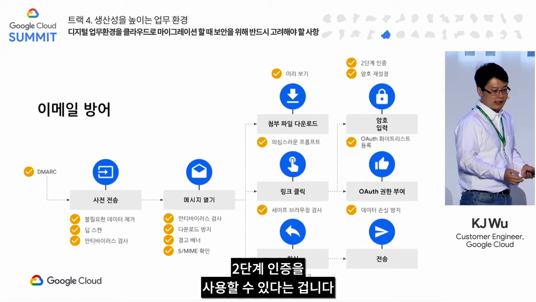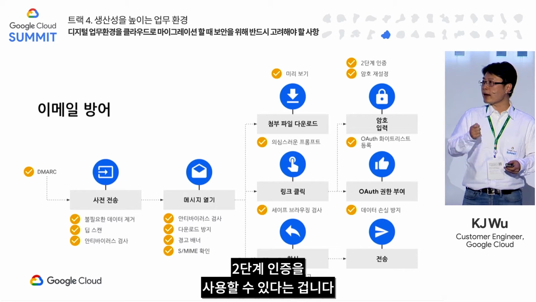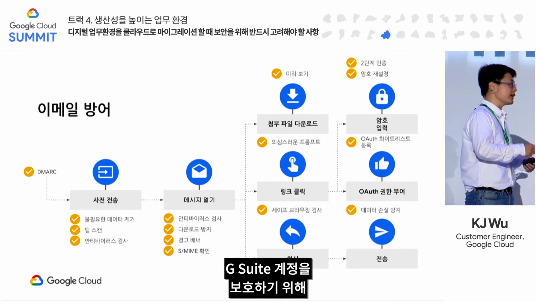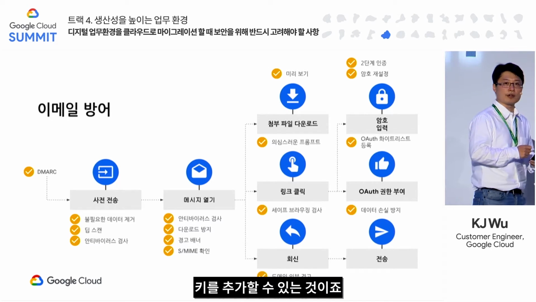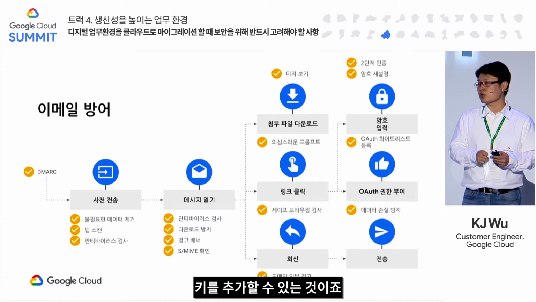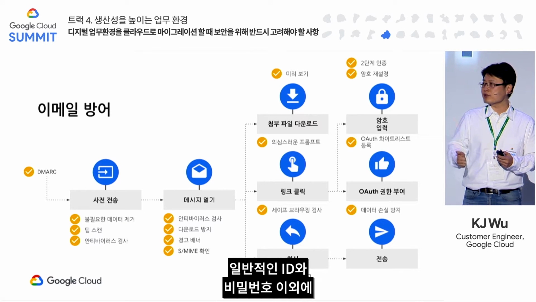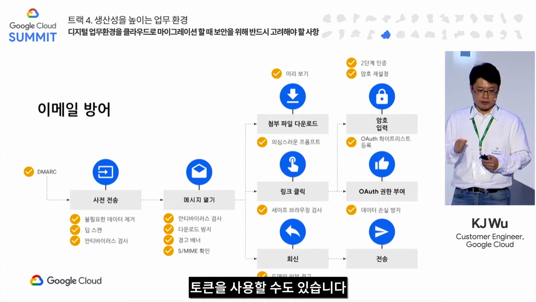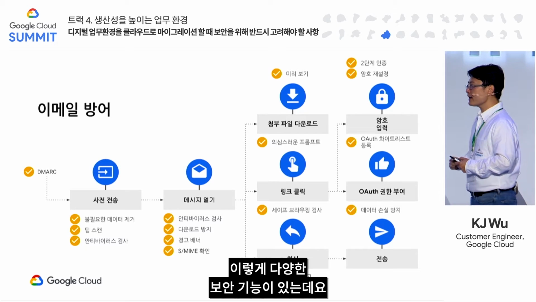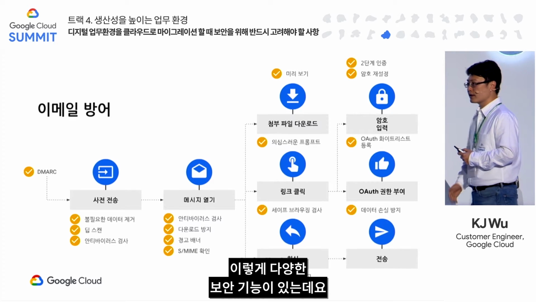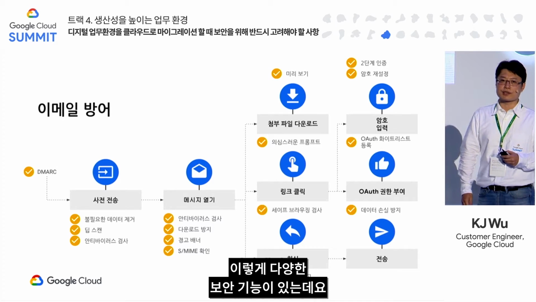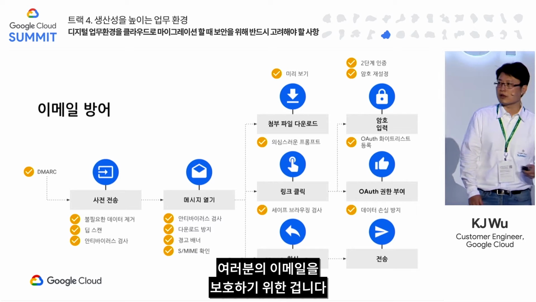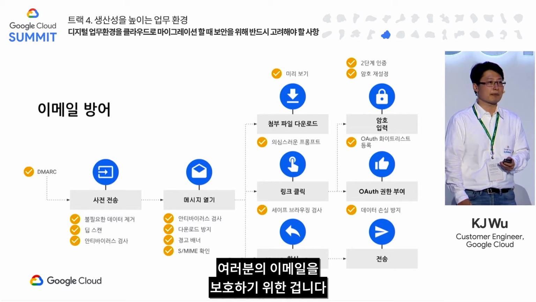The last one, you can also enable two-step verification. You can use an extra key to protect your G Suite account, not just your user ID and password. You can also use a token to protect them. I think there are many different kinds of security features there, all helping you protect your mail on this Google platform.